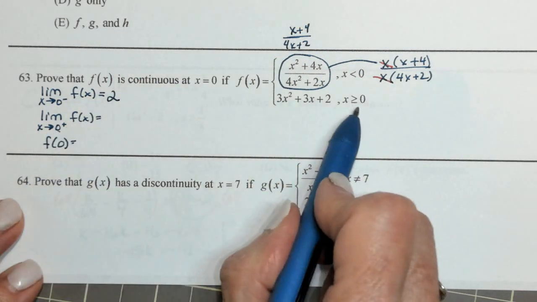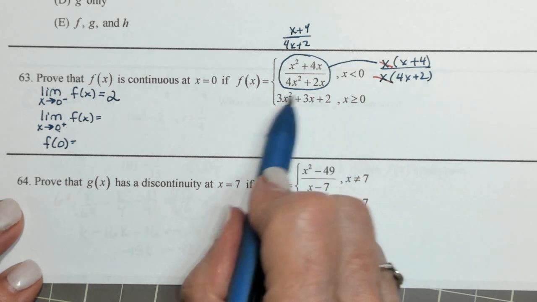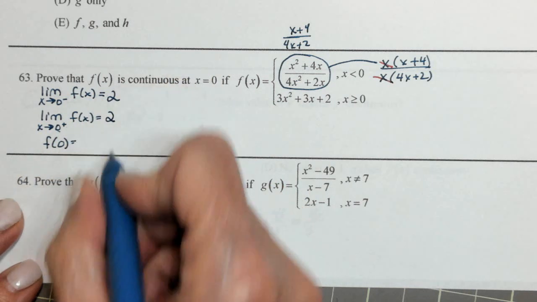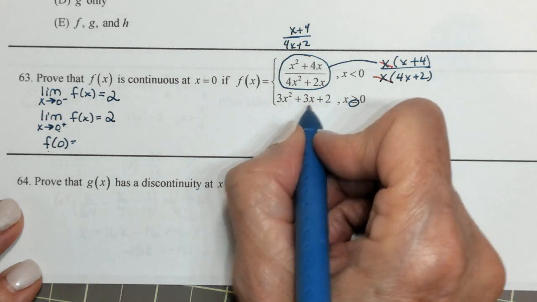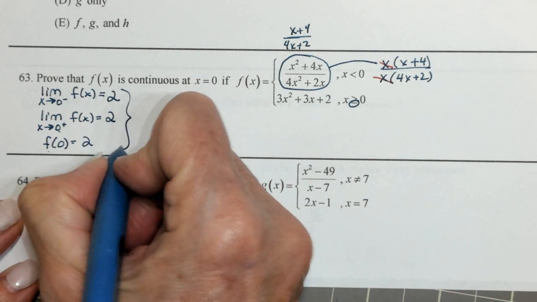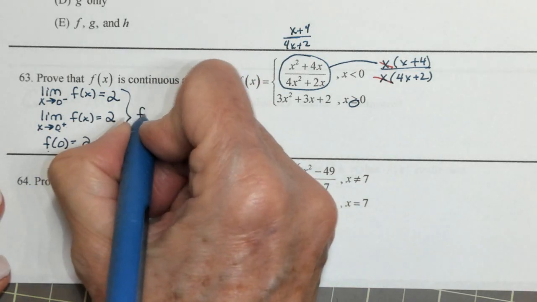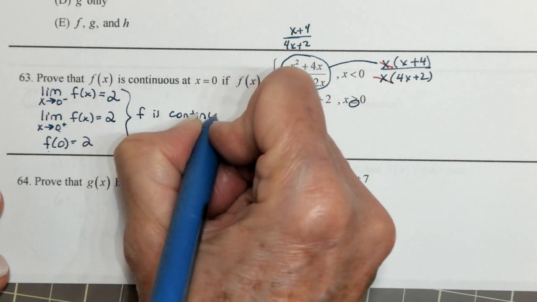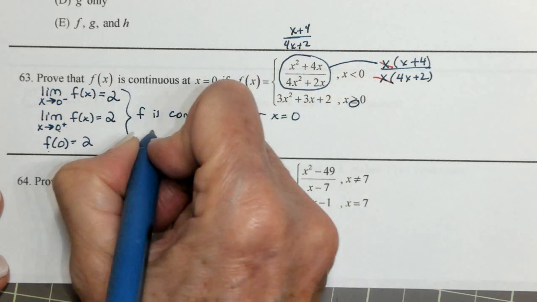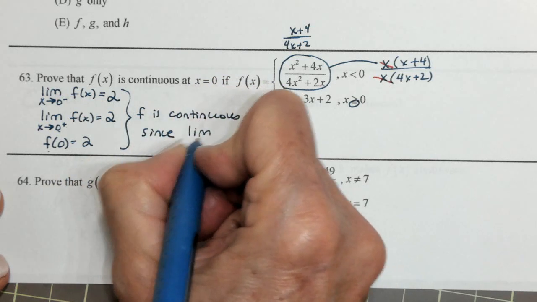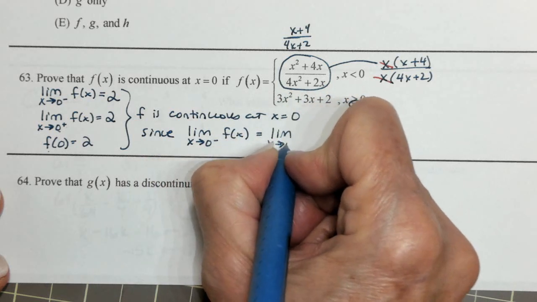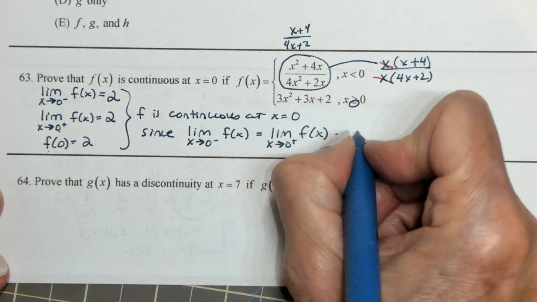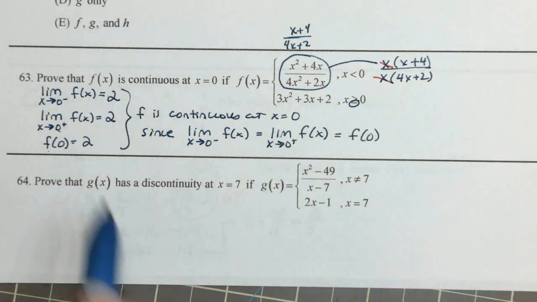Okay, 0 from the right. Now I'm using this piece. I'm putting 0 in for the x's, and I get 2. F of 0: now I'm using this piece. Put 0 in for x, I get 2. Therefore, f is continuous at x equals 0 since the limit as x approaches 0 from the left is equal to the limit as x approaches 0 from the right is equal to f of 0. This is what is required for a proof of continuity.